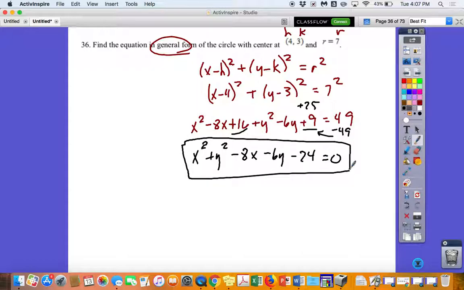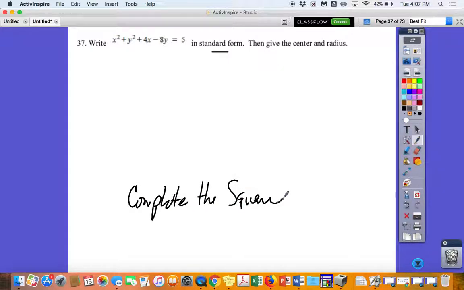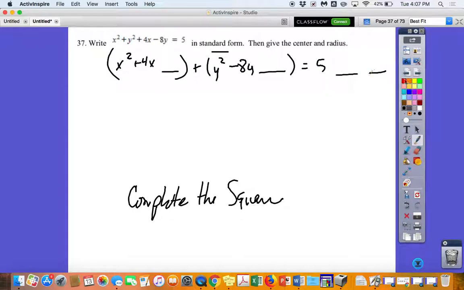But again, it's going to be multiple choice, so you'll see that. This is asking you to go backwards. They're giving you close to general, but they're wanting standard. So this is where you have to complete the square. There's really no way around it. So you want to sort things out. Get your x's together, make a spot. Get your y's together, negative 8y, make a spot. Leave your 5 there. So there's 2 spots.